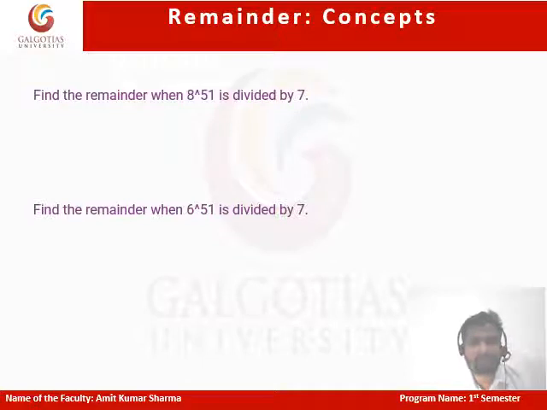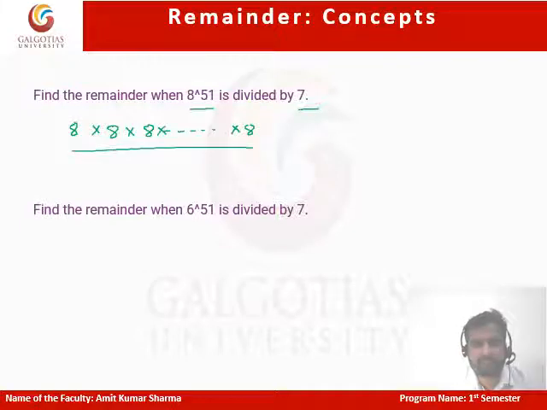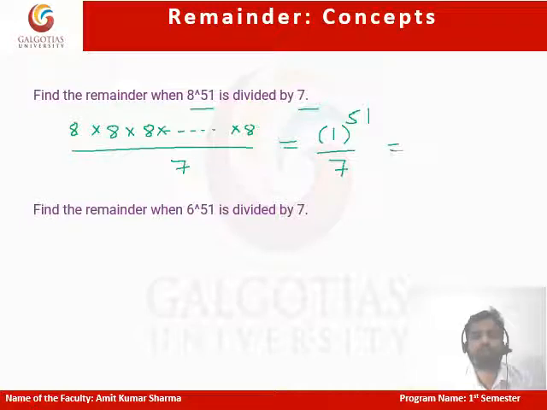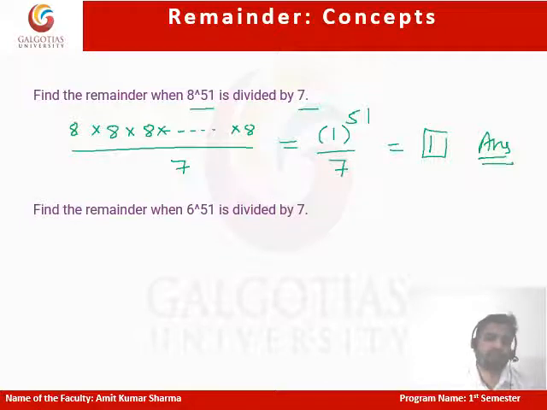Next question is, when 8 raised to the power 51 is divided by 7, what is the remainder? Right? So what we can do here, write down 8 into 8 into 8 into and so on. There are 51 times 8. Right? And it is divided by 7. So can I say remainder is 1, 1, 1, 1, 1. Everywhere remainder is 1. So it is going to be 1 raised to the power 51 divided by 7. What is the remainder? Just 1. 1 is the final remainder and answer of this first question.